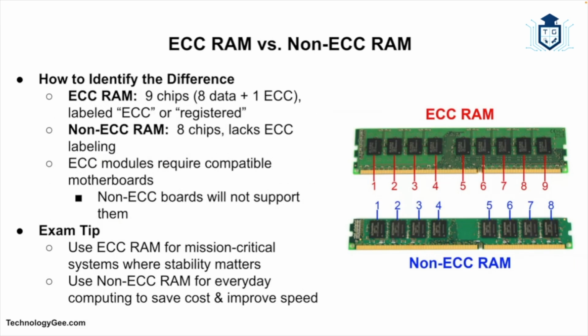So when it comes to both of these types of RAM, how do you tell them apart? Well, ECC RAM usually has 9 chips. You have 8 for data and 1 for the error correcting code, while non-ECC has only 8 chips. Also, ECC RAM often says ECC or registered on the label. And it usually will not work on motherboards that do not support it.